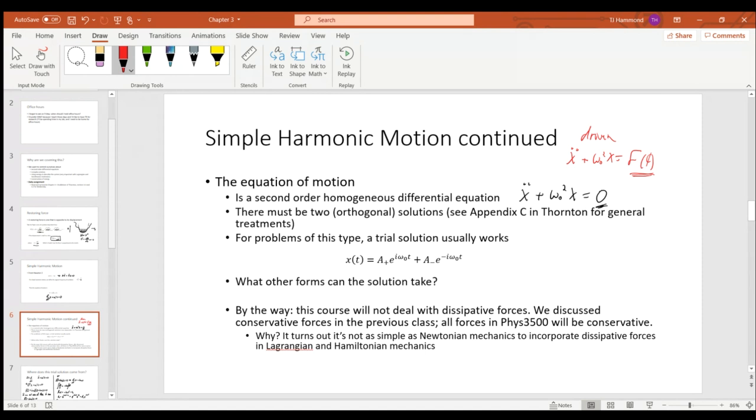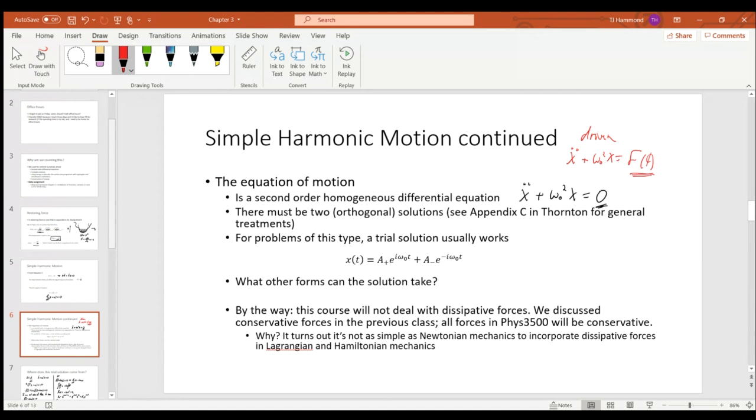so one thing I really want to emphasize is that there are two orthogonal solutions to this. Because this is a second order differential equation, there have to be two solutions. This is a mathematical property, but it's also a physical property. Mathematically, it's required. Basically, if you have a first order differential equation, like say a decaying exponential, you can have one solution, but if you have a second order differential equation, you must have two solutions.